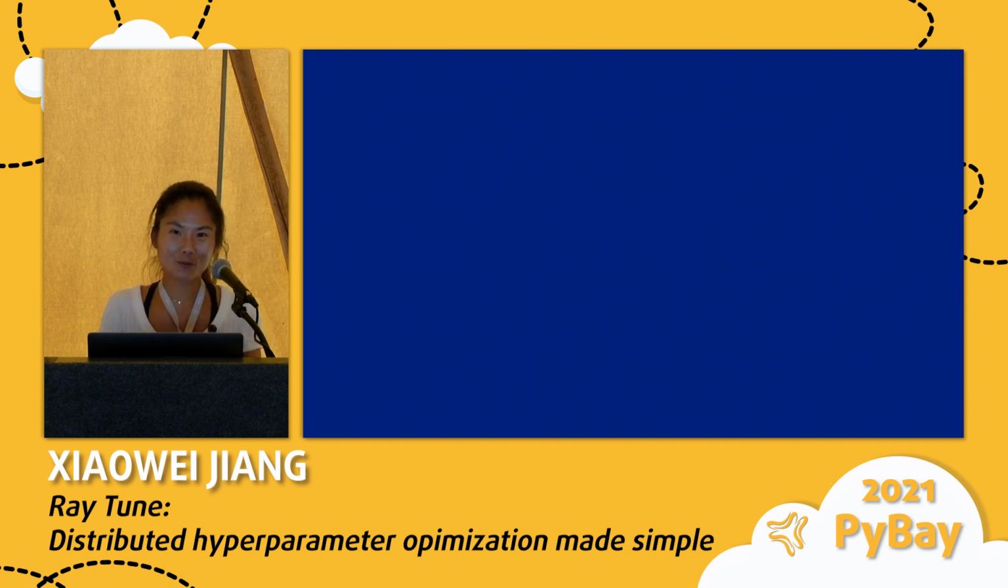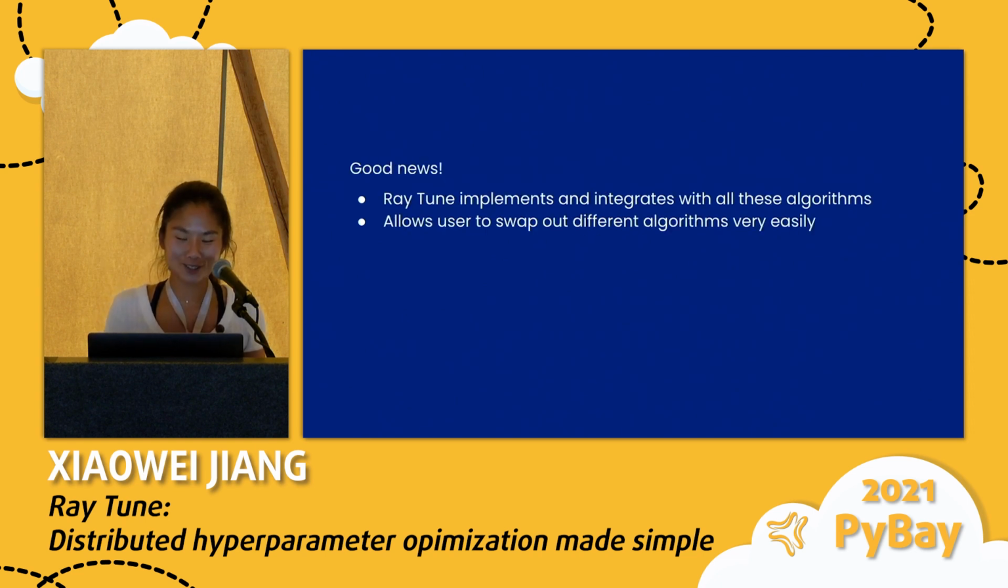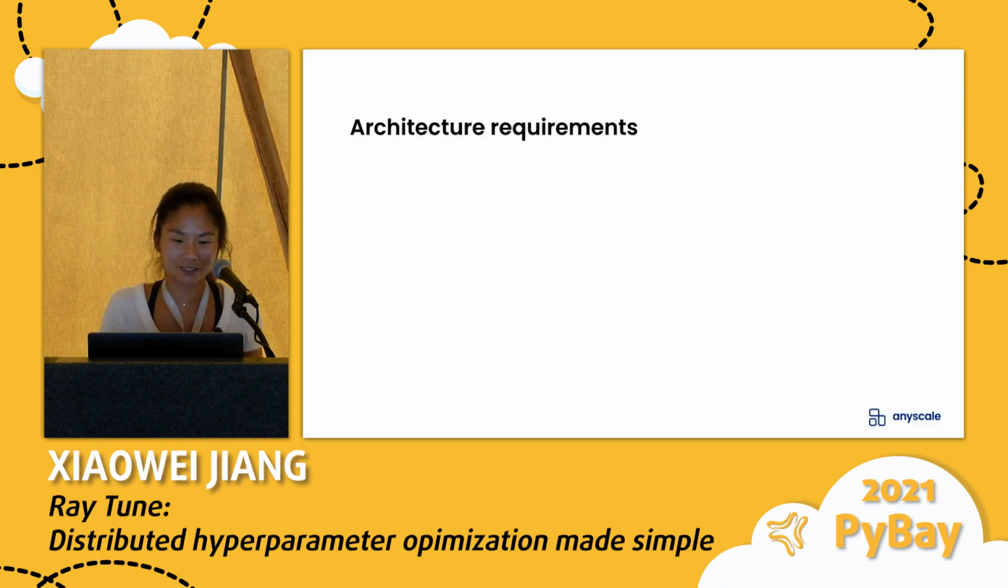So let's review what we have talked about so far. There are various HPO algorithms with a trend of going parallel. More advanced HPO algorithms are often hard to implement, and this is even more true in a distributed setting. The good news is RayTune implements and integrates with all the algorithms that we have talked about so far, and it allows users to swap out different algorithms really, really easily.